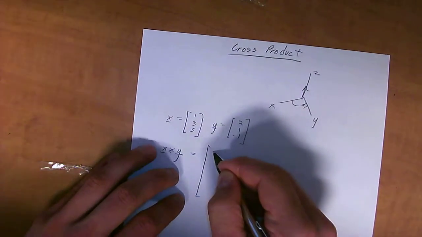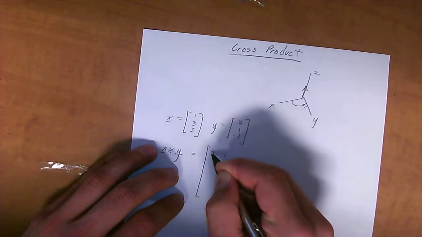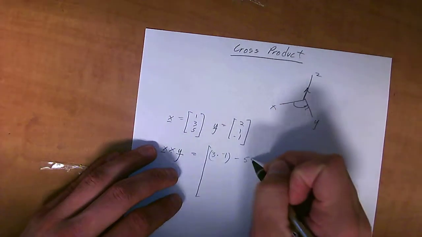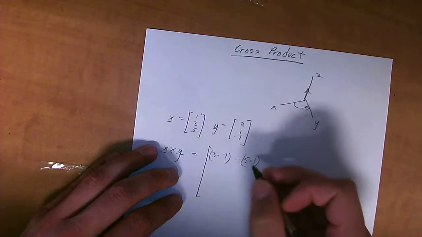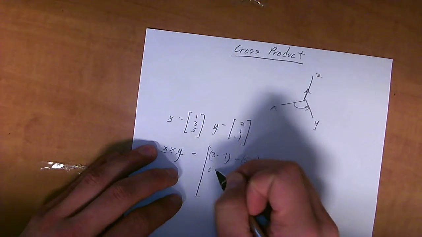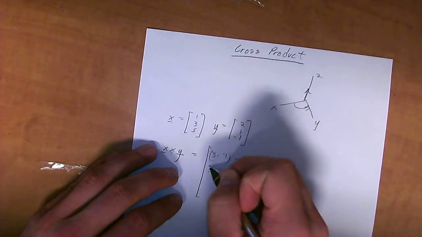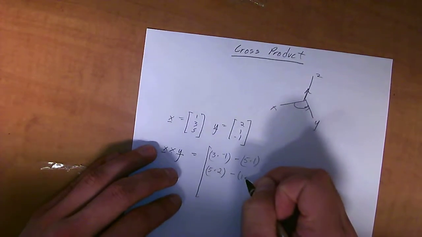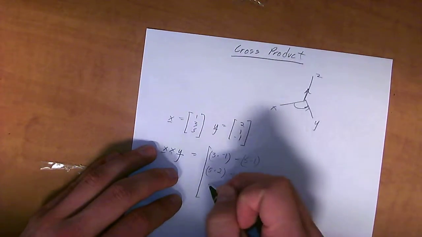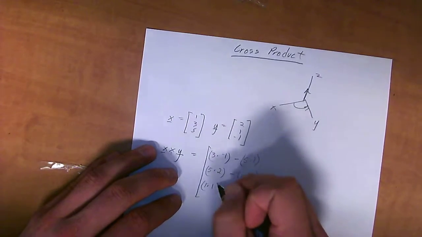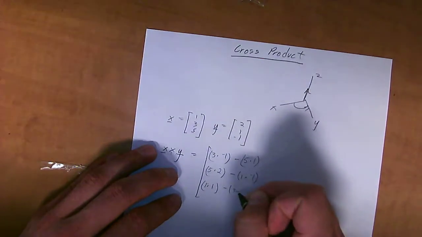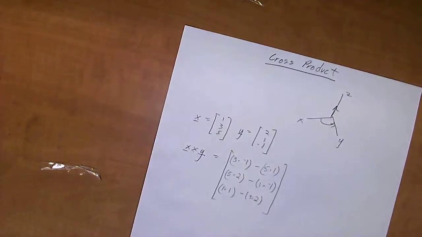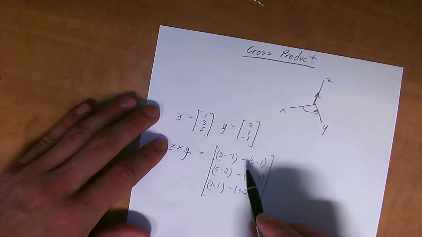So the way you're going to do this is actually equal to, okay, going through here: 3 times negative 1, and then 5 times 1, minus 5 times 1, and then 5 times 2. I'm going to write these out just to show where they came from, and then I'll explain it. 1 times negative 1, and then 1 times 1, minus 3 times 2. So what the heck did I just do?